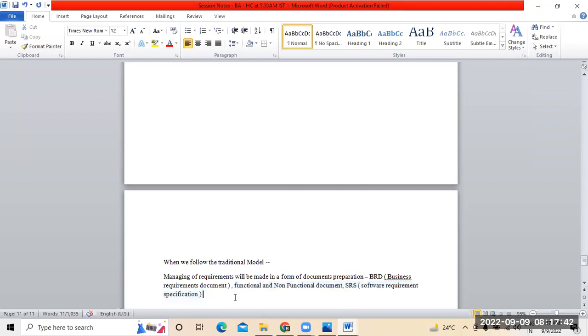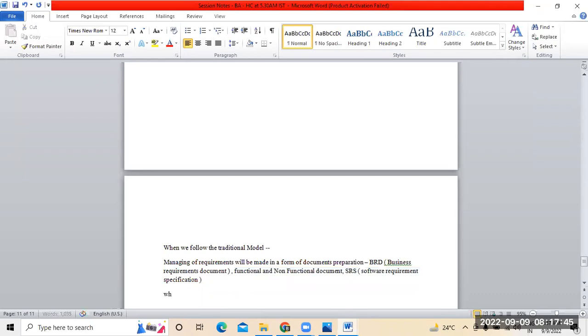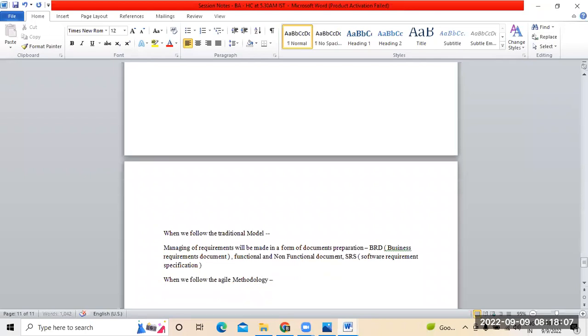Now, when we talk about agile, when we follow the agile methodology, we don't prepare documents because we will not have that much time to prepare all the documents. That's not usually possible, right? So we can't prepare all that documentation.